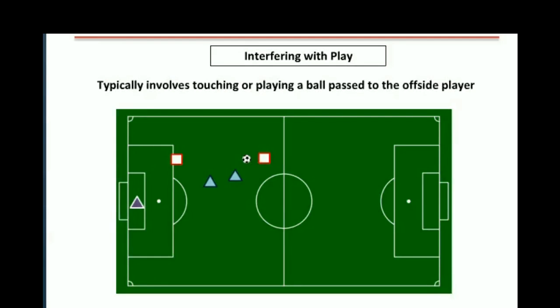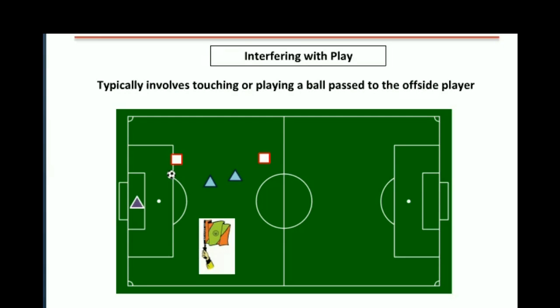FIFA specifically defines interfering with play as playing or touching a ball that is passed to him or her by a teammate. This needs further explanation before we go further. The most obvious application of this clause is when an offside player has a ball passed to him or her from a teammate. At the moment that the offside player touches the ball, the assistant referee should raise the flag to indicate that offside should be punished.